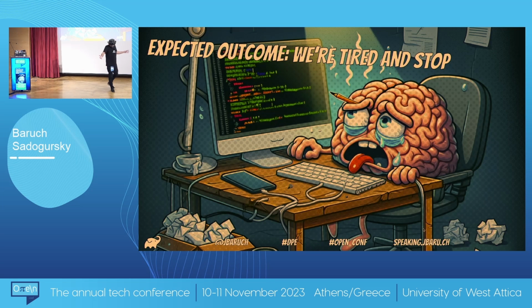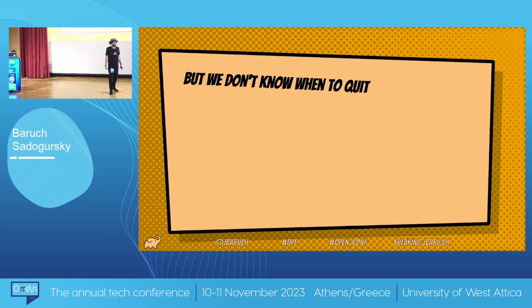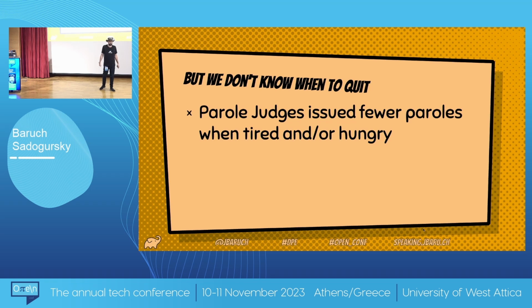So, when you're tired, what would be the expected, and I would say the optimal outcome? You'll just quit. You're like, okay, I'm too tired for today. I cannot think straight. I quit. The problem is, this is not what's happening, because we don't know where to quit. Back to Kahneman. One of the most amazing findings is that we don't know how to quit.